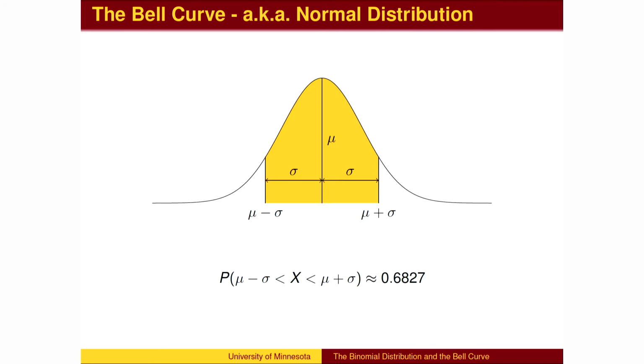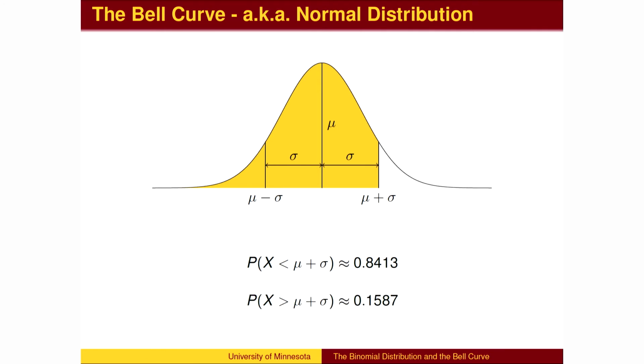Once the mean and standard deviation are known, every bell curve has some standard values. 68% of the population falls within one standard deviation of the mean. If we include the left tail, 84% of the population falls below one standard deviation above the mean. This implies that the remaining 15.87% of the population is more than one standard deviation above the mean.